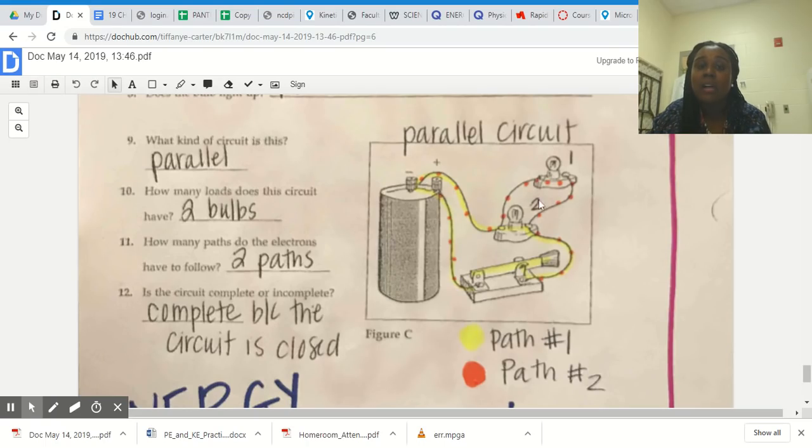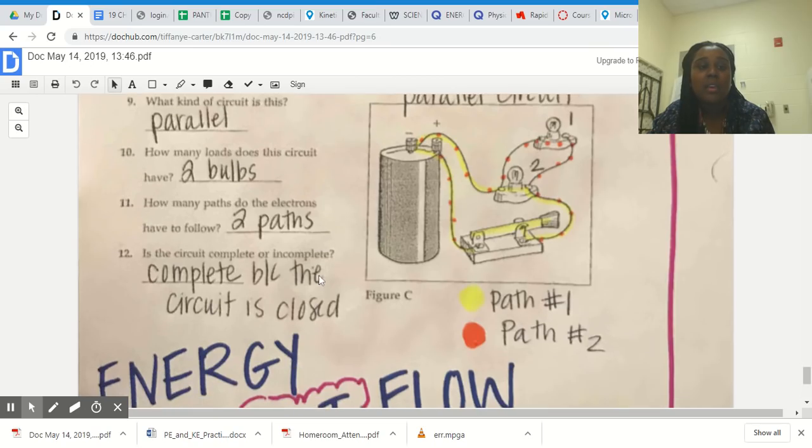And also this one's going to have electricity flowing through it. The electrons are able to flow because the switch is closed. So remember, closed switch means I'm going to be able to have electricity flowing. Open switch, no. So number 10, how many loads does this circuit have? Loads are what's receiving the electric current. So there are two: you have bulb 1, bulb 2.